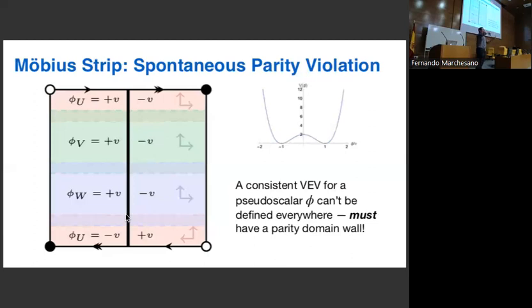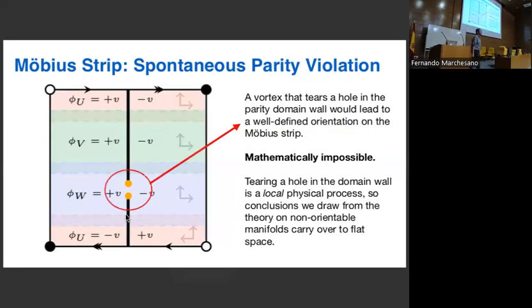Maybe you've also done that with an actual Mobius strip, cut it with scissors down the middle, it becomes oriented again. So this is fun. You can play with Mobius strips and figure things out about the physics. In particular, this domain wall has to exist, and we can't destroy it.